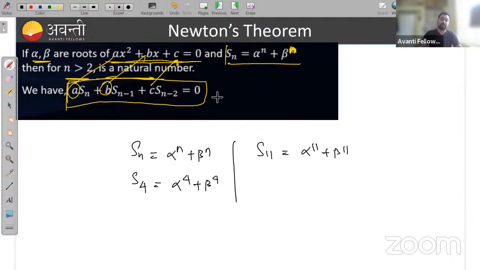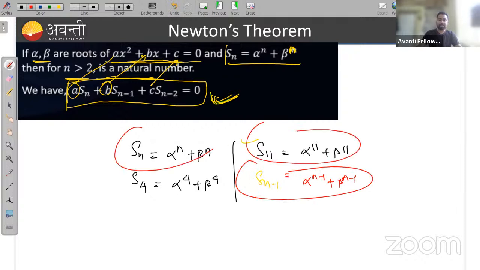Remember, always this condition is true. Everyone, remember, always this condition is true. Okay, if you need the proof, I will share it with the class notes also. So S11 is alpha to the power 11 plus beta to the power 11, right? Similarly, if I ask you for Sn minus 1, it will be alpha to the power n minus 1 plus beta to the power n minus 1. Okay, so these are Sn minus 1, Sn minus 2.